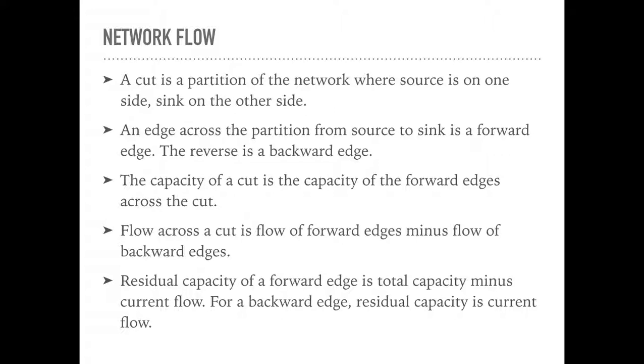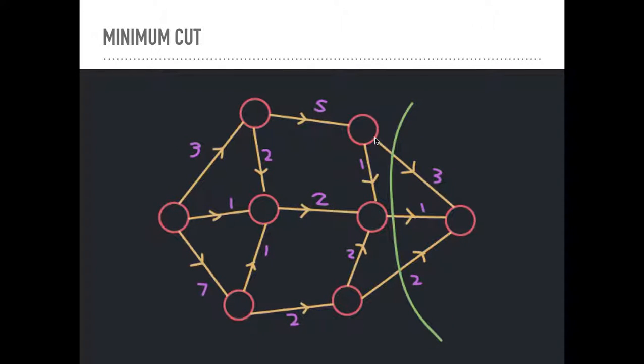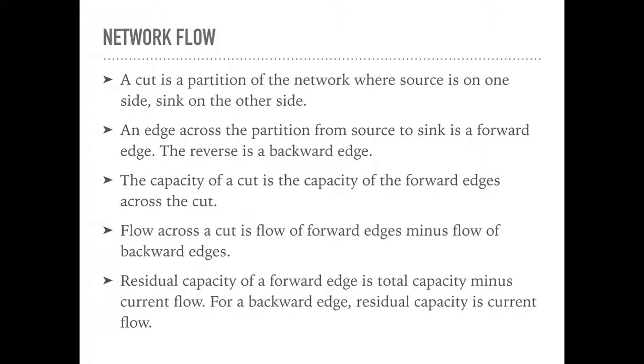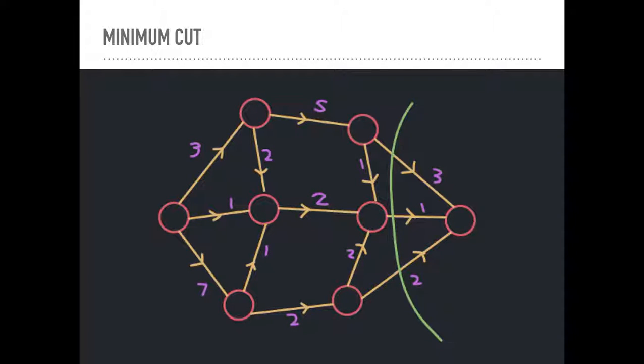An edge across the partition from source to sink is a forward edge. The reverse is a backward edge. So this starts on the source side and goes across to the sink side. That's a forward edge based on the direction. Now suppose it was reversed, and went this way from right to left. That would be a backward edge across the cut, but it's not, it's a forward edge. The capacity of a cut is the capacity of the forward edges across the cut. So that's 3, 1, and 2. So the capacity is 6.